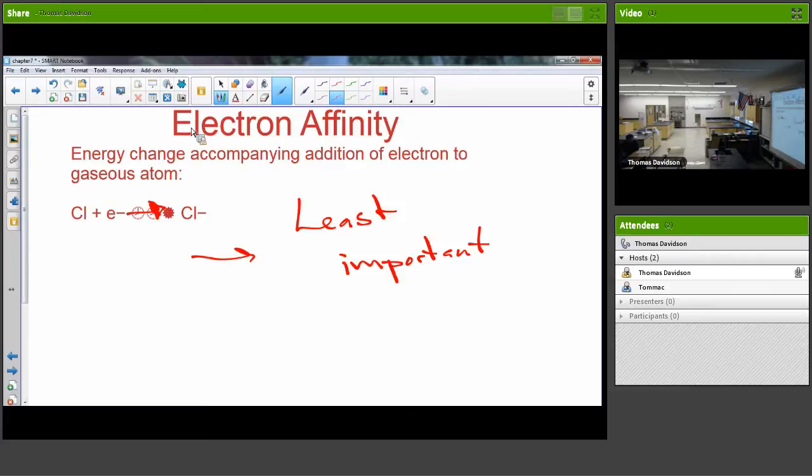Whatever. Let's talk electron affinity, which I've already written here, is the least important of the things we've been talking about so far. It's the energy change accompanying the addition of an electron to a gaseous atom. So, hey, this sounds a little bit opposite of what we were just talking about, doesn't it? We were just talking about ionization energy. That's the removal. And now we're talking about affinity, which is the addition.